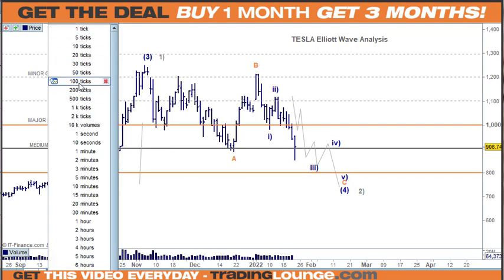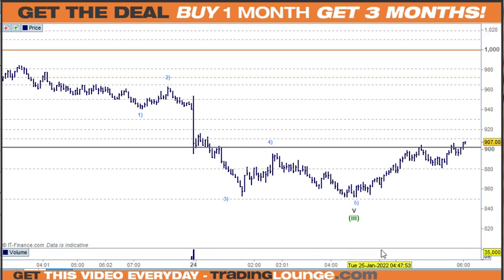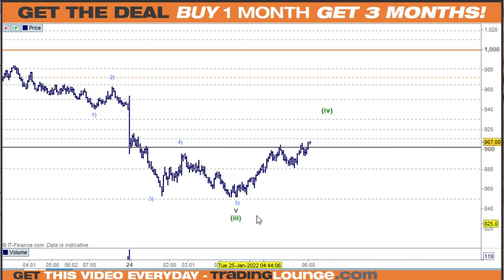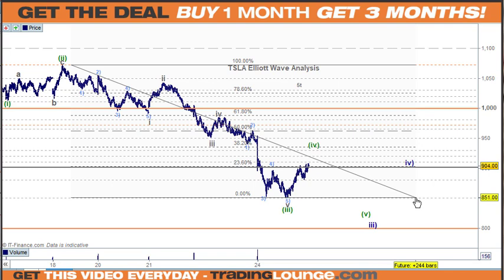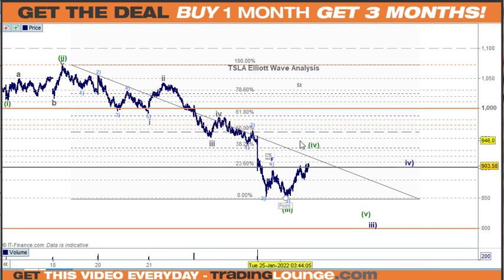Let's have a look at the 100 ticks. So we've got wave 3 here as well. We've got wave 1 and 2 in green, and 1, 2, 3, 4, and 1, 2, 3, 4, 5 for the here and here. And then we can also just look at this level here, take that down here, and we're basically at the 38.2% retracement there. So we've still got a fair bit to go here.